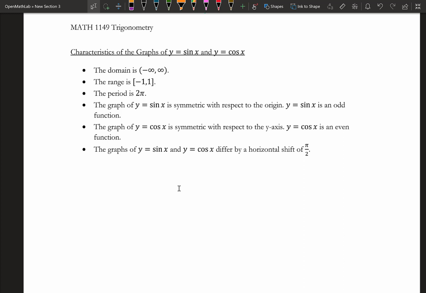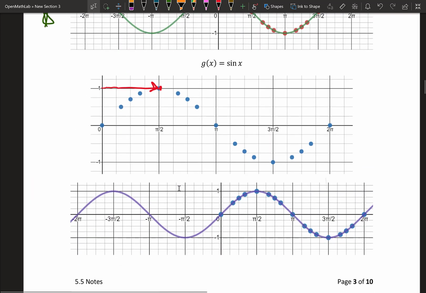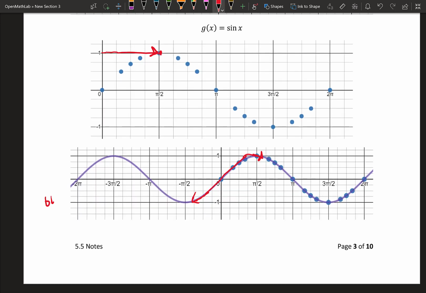So both sine and cosine have a domain of all real numbers, negative infinity to infinity. Their range is between -1 and 1, inclusive. And the period is 2 pi. The graph of sine of x is symmetric with respect to the origin. So that means sine of x is an odd function. If you look at the graph, you'll notice it has almost a y equals x cubed kind of look, how it's symmetrical about the origin. So this is an odd function.